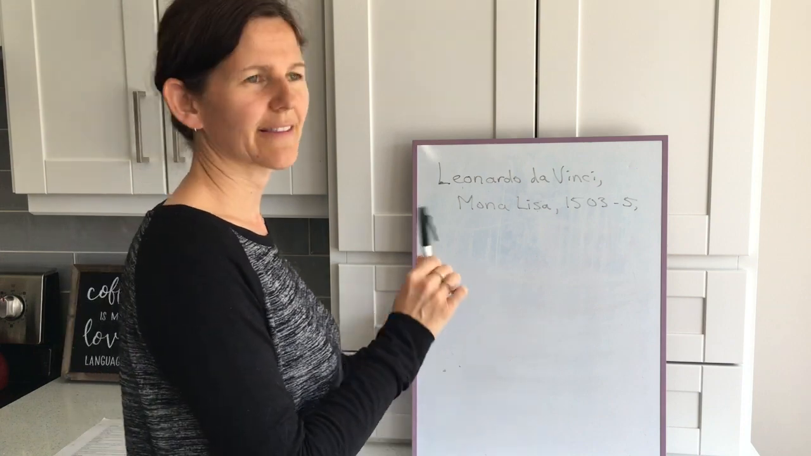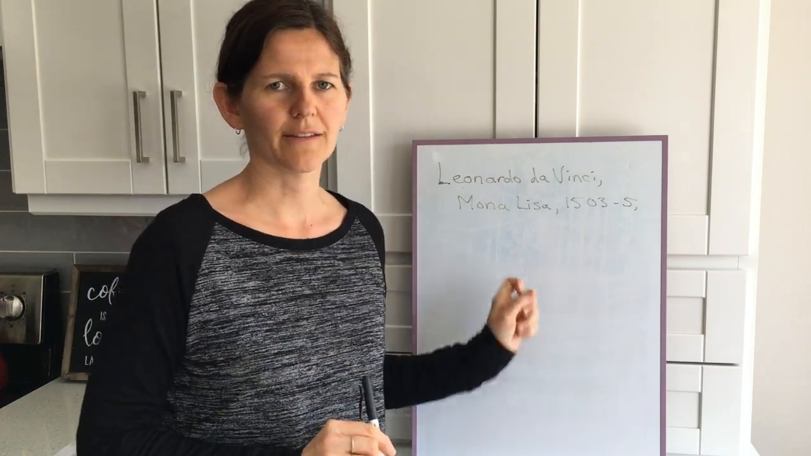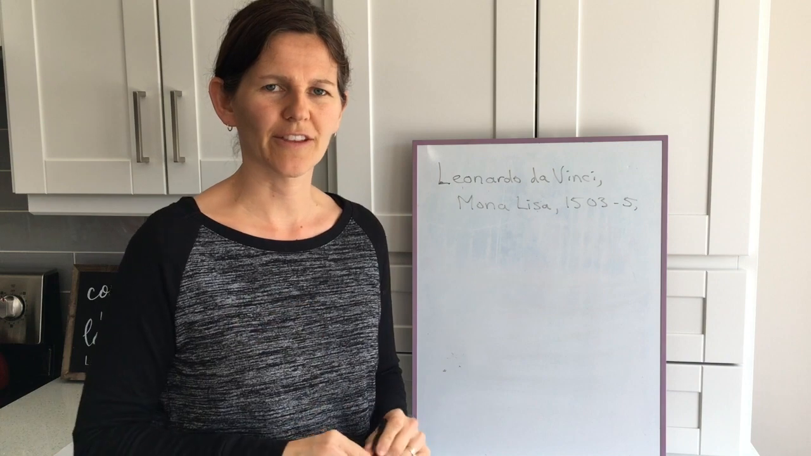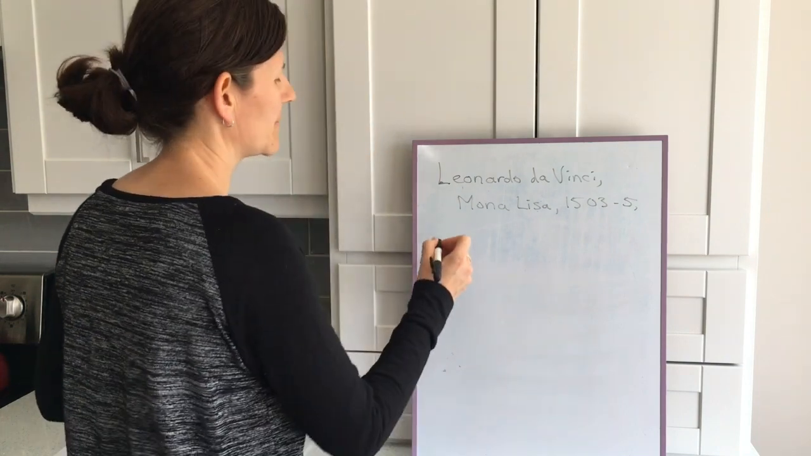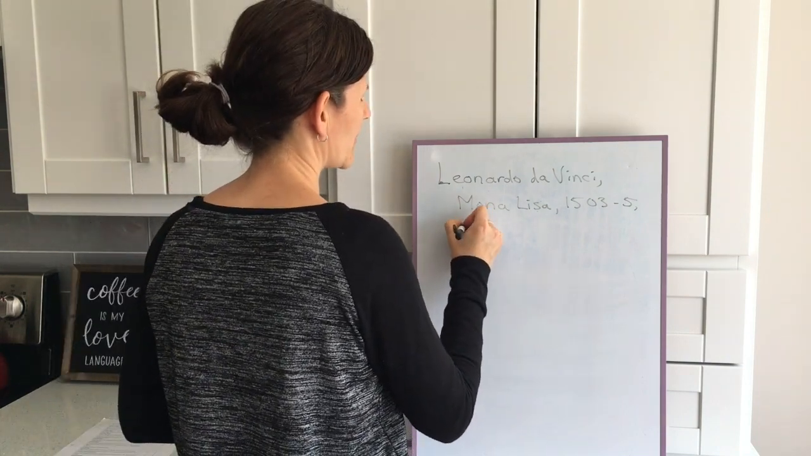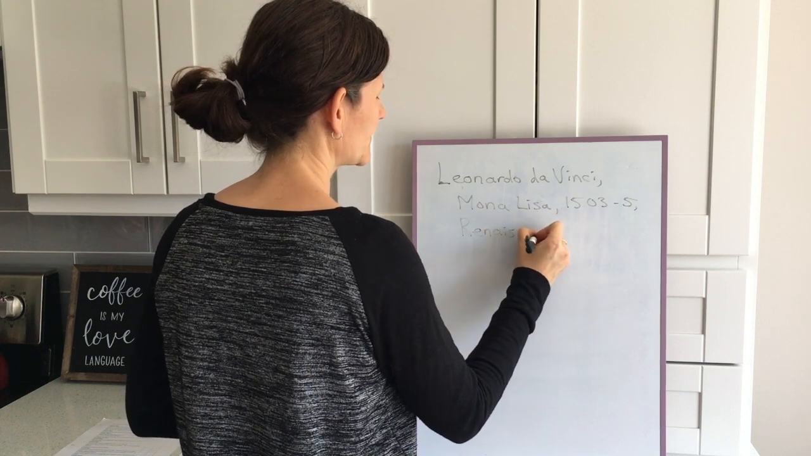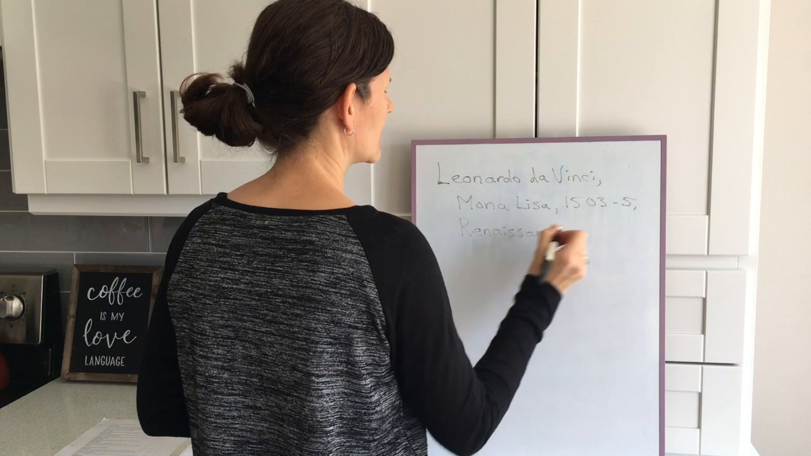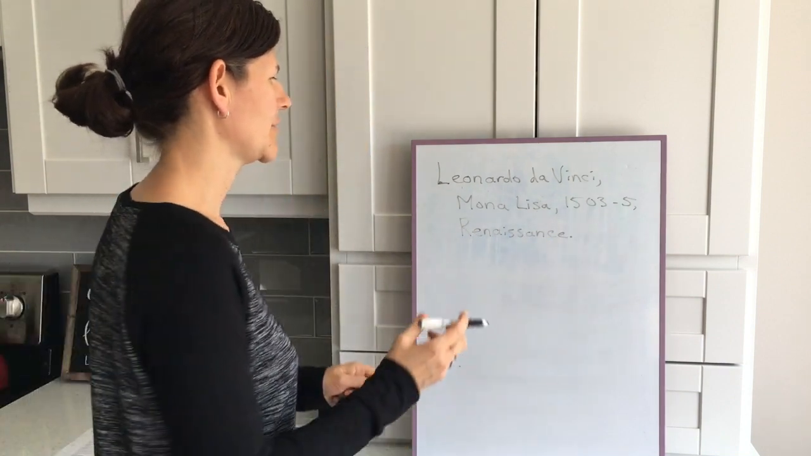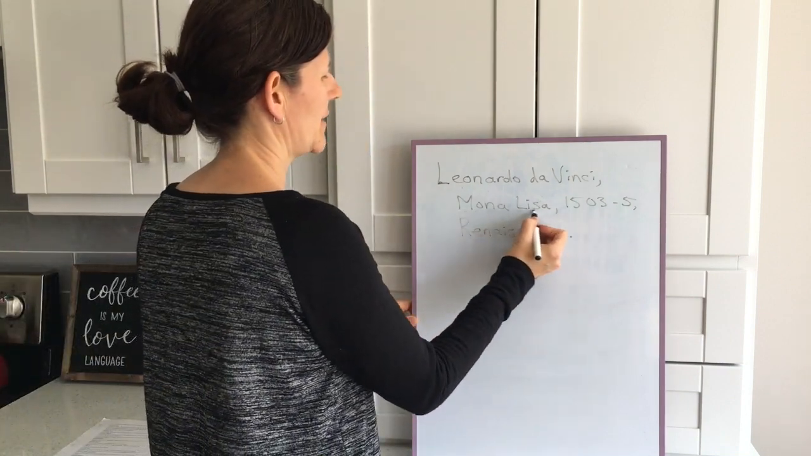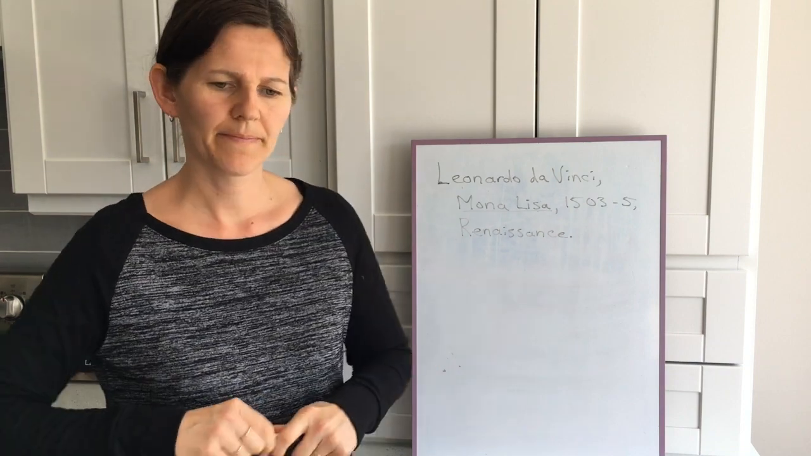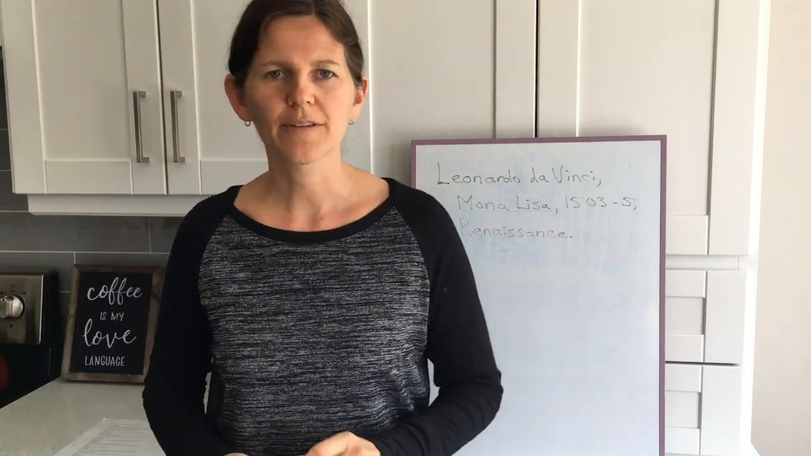And some people even say that he continued working on this painting till the end of his life, that he just kept fussing with it. He was never quite happy with it. And anyway, it's an example of a Renaissance. So if you can get this down into your notes, this is very important for the final exam. And then we will talk about some of the characteristics of the Renaissance.